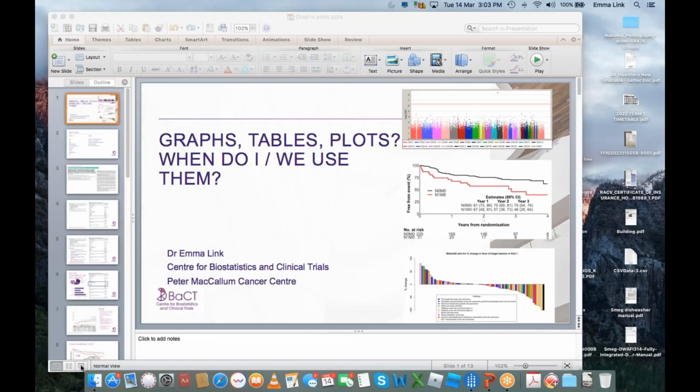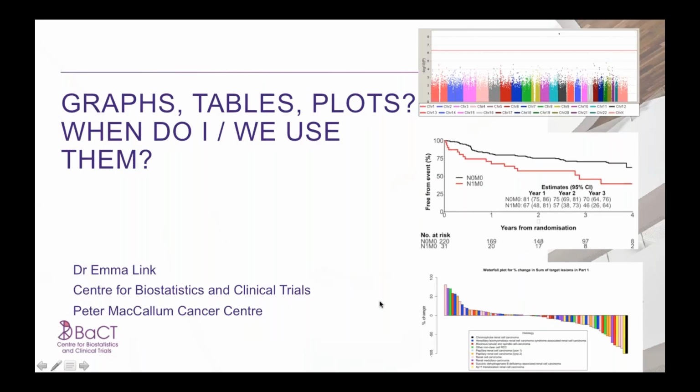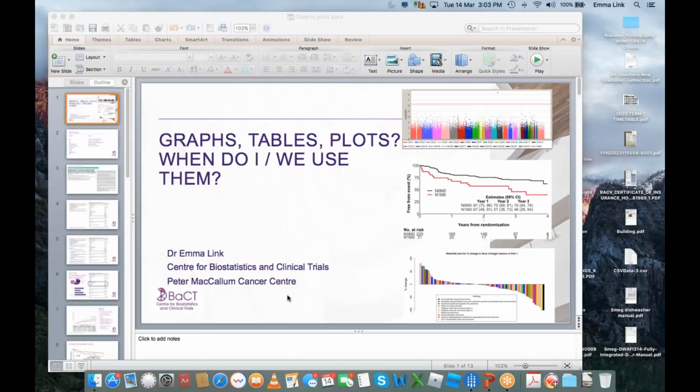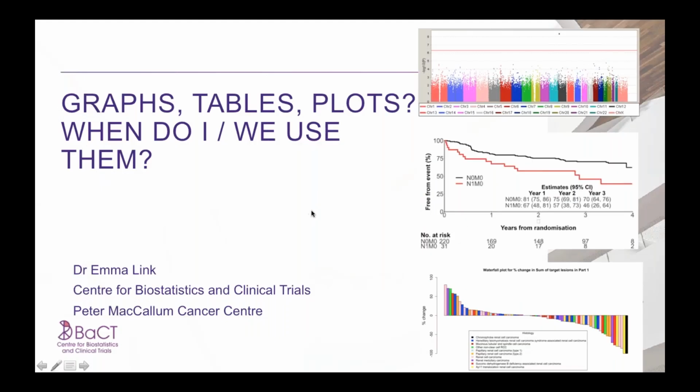So the next talk is by Dr. Emma Link. Dr. Link is a senior statistician at Peter MacCallum Centre. Her expertise is in design and analysis of clinical trials and research projects. She completed her doctorate of philosophy at the University of Oxford and worked on medical statistics in genomic cardiovascular settings, and then came to Melbourne 14 years ago and switched to oncology. Dr. Link is going to talk on graphs, tables and plots: when do we use them and how? And I hope she's going to include a few tips on what not to use. Thank you, Emma.